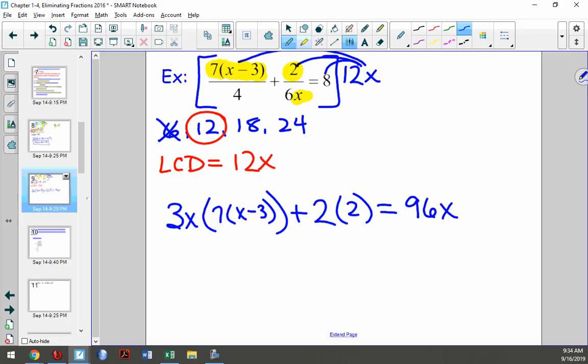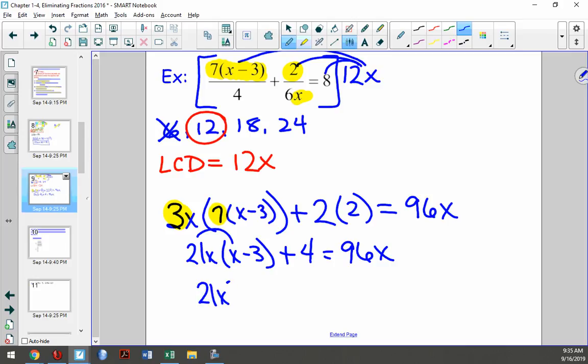Okay? So I'm going to go ahead and take the 3 and the 7 and multiply them together to give me 21x times x minus 3 plus a 4 is equal to 96x. Now I'm going to distribute again. 21x times x. Remember we talked about this last week? X times x is going to be x squared. 21 times 3 is going to be a minus 63x plus 4 is equal to 96x.